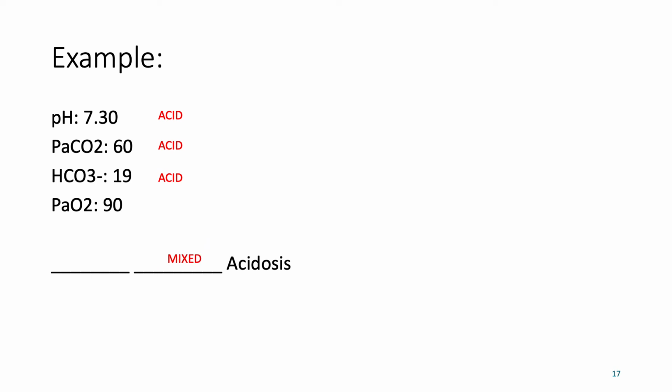Now, did any system try to help? Well, definitely not, because they were both part of the problem. So we don't say uncompensated mixed acidosis because we understand that if you have mixed acidosis, you can't have compensation. So this would just be mixed acidosis. And then don't forget to evaluate oxygenation again, which in this case is normal.